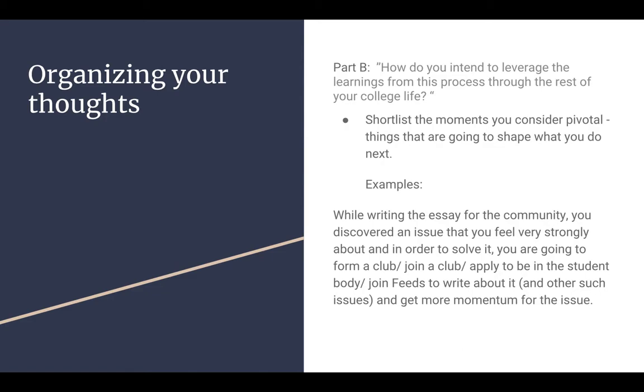With that, we go to the second part. How do you intend to leverage the learnings from this process through the rest of your college life? So at this point, you probably want to sit down and shortlist the ideas you've listed to pick out A, the ones that you consider pivotal, and B, the ones that are actually going to shape what you do during the rest of your college. This will help you to reduce the words, because if you write the essay on everything that comes to your mind, it's not going to be possible to keep it in 750 words. So you probably want to shortlist the ideas that you think are most important and make them the focus of your essay.